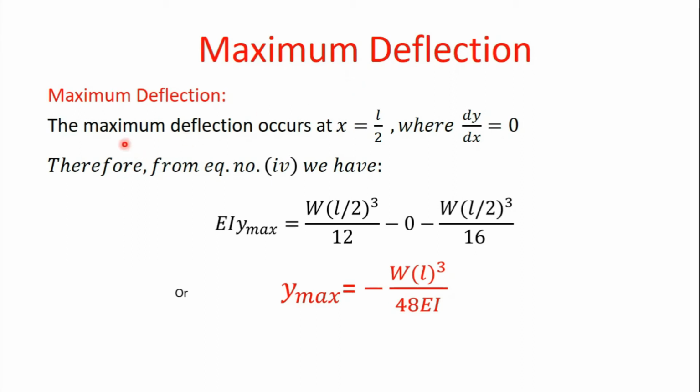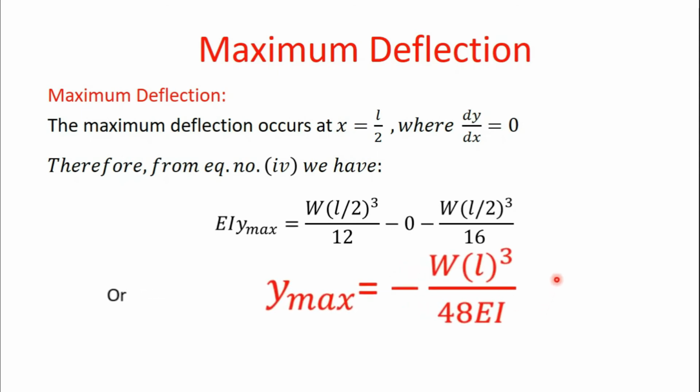And what we have to do, we know that for maxima and minima dy by dx equals 0, and since in this case, due to symmetry, we know that dy by dx will be 0 at x equals L by 2. So putting the value x equals L by 2, we get the final equation y max equals minus WL cubed upon 48 EI, which is the maximum deflection in case of a simply supported beam.